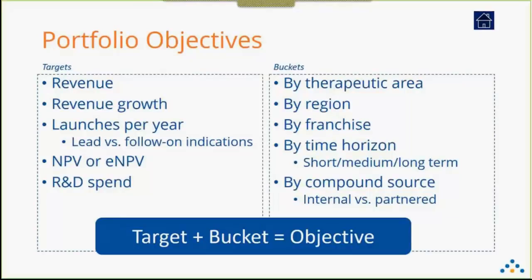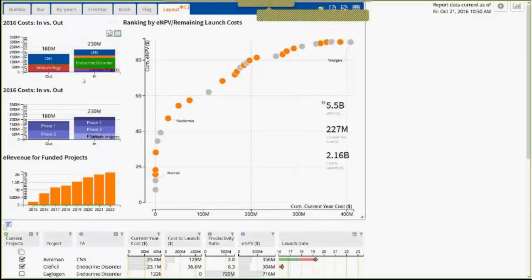That target might be revenue or revenue growth or R&D spend, and the buckets are where that is taking place. So we're looking for revenue growth within a therapeutic area or within a region or by technology platform or franchise, or we're looking at it in the short term versus the long term. So when you take a target and a bucket together, that's when you have an objective. And that's when you can begin to think about not just your ranking, as you see here on the right, but also you can begin to think about your therapeutic area balance and your balance of early versus late stage projects.